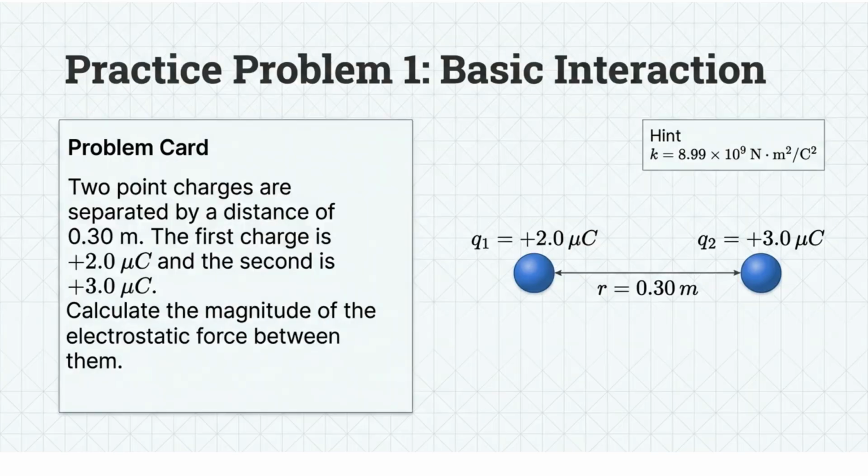Now, let's try a practice problem. Two point charges, plus 2.0 microcoulombs and plus 3.0 microcoulombs, are separated by 0.30 meters. We need to calculate the magnitude of the electrostatic force between them using the Coulomb constant, K.